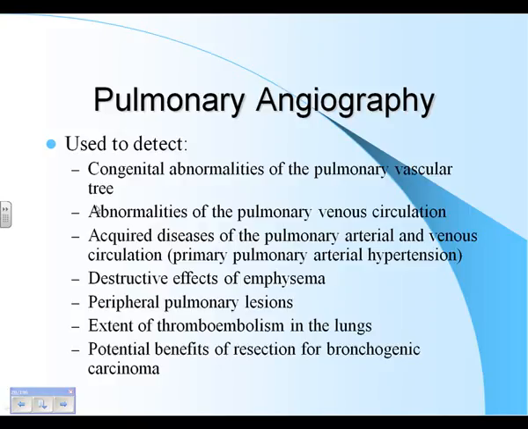It looks at the destructive effects of emphysema on the lungs. So it helps to identify how much damage the emphysema has done. It does look at peripheral pulmonary lesions, and those are the lesions that are on the outside edges of the lungs. The extent of the thromboembolism. The potential benefits of resection for a patient that has had a carcinoma of the lung. Resection of the lung, as to whether or not you can remove just the area where the lesion is located, or how much benefit that is going to be to the patient, is what it's looking at.